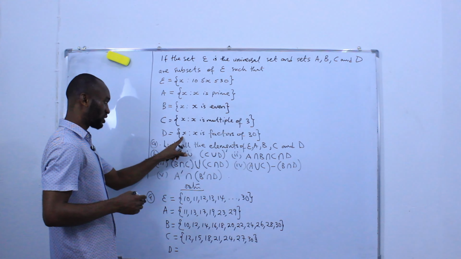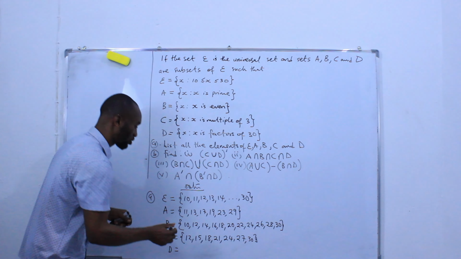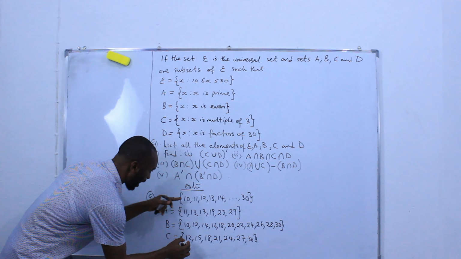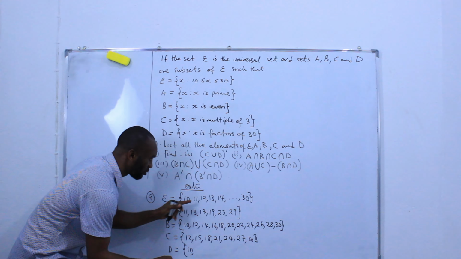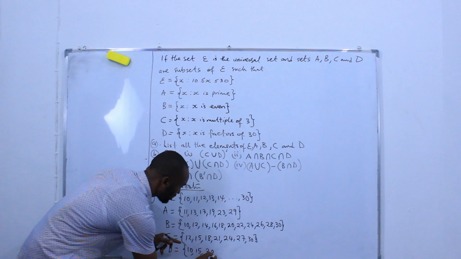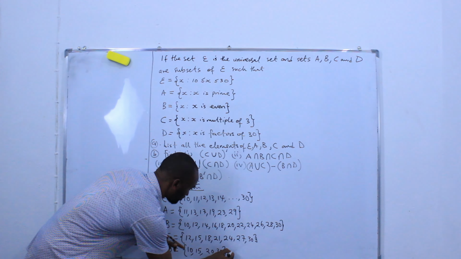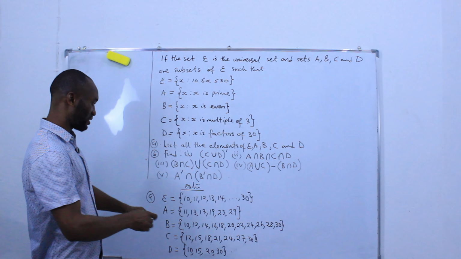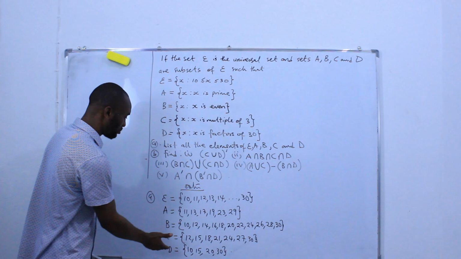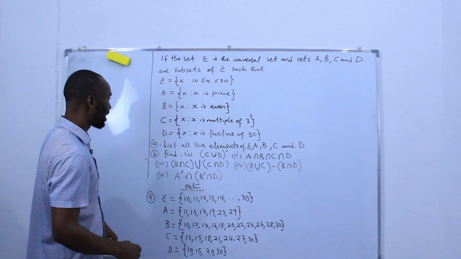And finally, we have those integers for D. We have those integers that are factors of 30. Integers that are factors of 30 from this set are 10, we have 15, we have 20, and we have 30. So these are the sets E, A, B, C, and D.